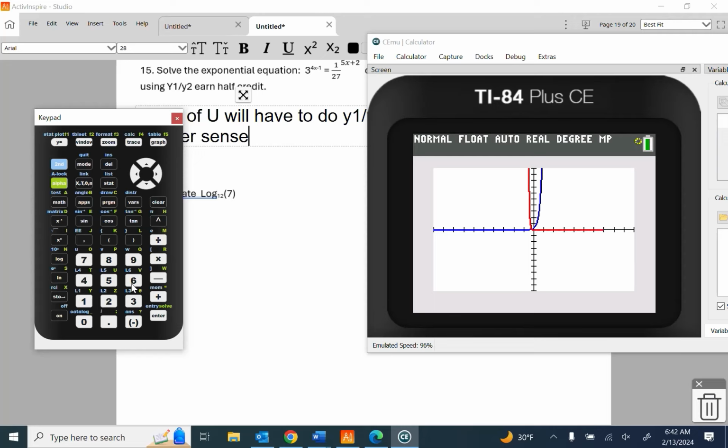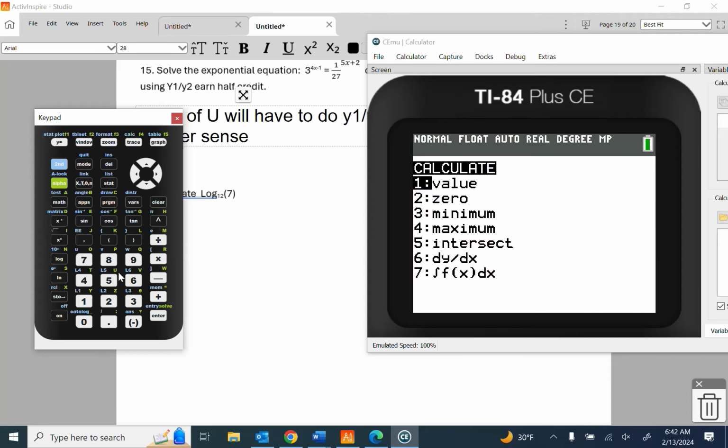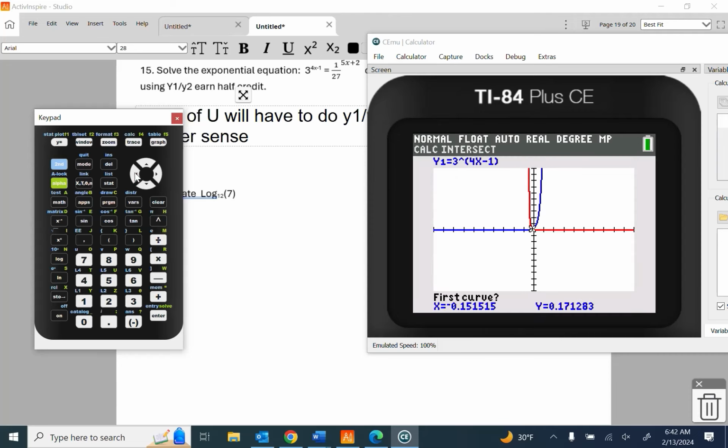Oh, that's nice. Intersection was right down there. Second trace 5. Get close, enter 3 times. And from the calculator, it's about 0.2632.